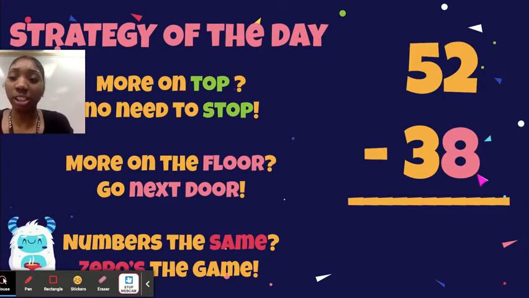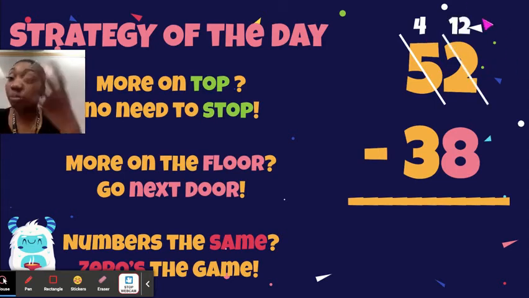Now, if I look at my ones place, I'm noticing that 2 minus 8, well, 2 is not bigger than 8, so there's not more on top. So let me go to the next part of my strategy to see what I should do next. If there's more on the floor, then I have to go next door. I'm noticing that there is more on the floor. 8 is bigger than 2. So I would have to go next door to the 5, and I take away 10. So then this now becomes 4, and the 2 now becomes 12 because I had to take 10 and put it next door. So I know that 10 plus 2 is 12.